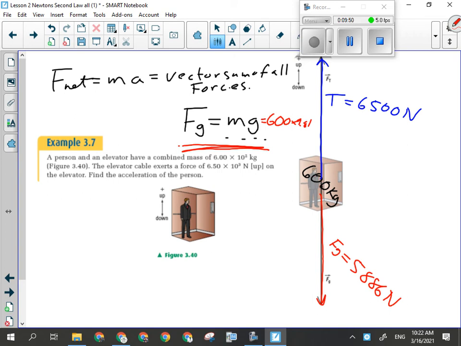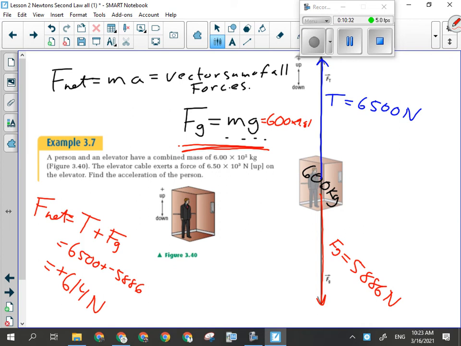In other words, when I do this calculation, F net is the sum of all forces. That's going to be tension plus the force of gravity, I'm going to have 6,500 plus negative 5,886, or minus 5,886, right? It's the vector sum of all the forces. When I do that, I get that my net force is positive 614 newtons, or 614 newtons up. If there's a net force, the object is going to accelerate in that direction.